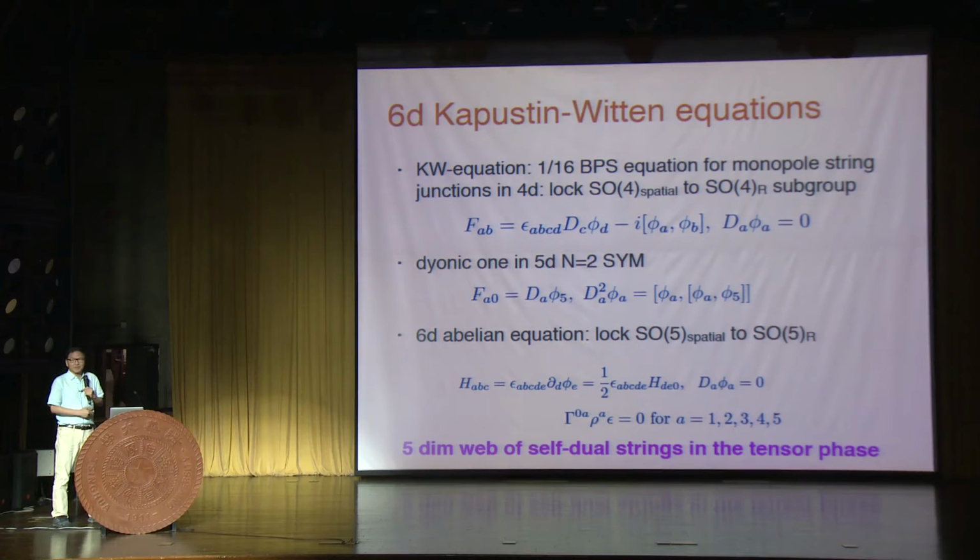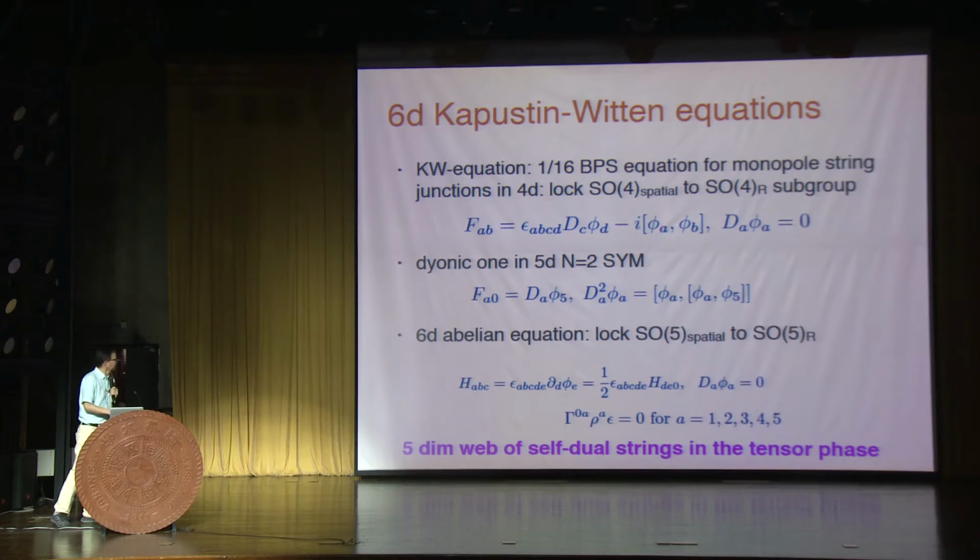Now, these quarter BPS junctions give us an idea about a generalization of the Kapustin-Witten equation, which was done about 10 years ago. The Kapustin-Witten equation is a 1/16 BPS equation for monopole string junctions in 4D Euclidean space, where one locks the SO(4) spatial rotation with SO(4) in the SO(6) R symmetries, and this is the 7 equations one can have. Now, if one thinks about this in the 5D context, then one can have an additional 1/16 BPS equation, which is a dionic one. So one can have a dionic equation plus Gauss's law.